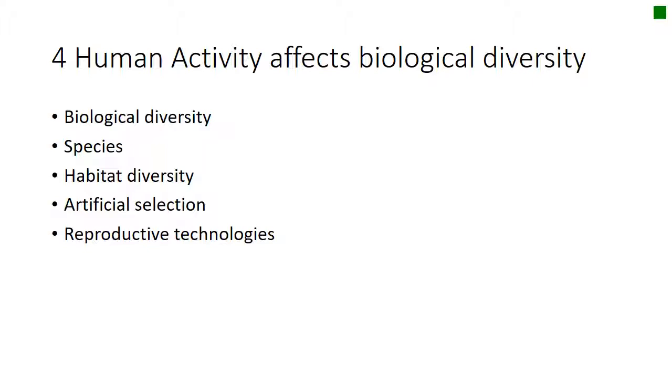Artificial selection is human selection and breeding of plants and animals with desirable traits to produce offspring with those traits. Natural selection is selection of desirable traits by the environment. Again, technologies that affect biological diversity include artificial selection, artificial reproductive technologies, genetic engineering.